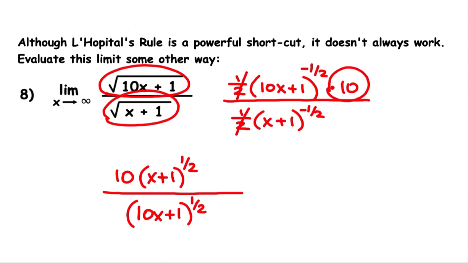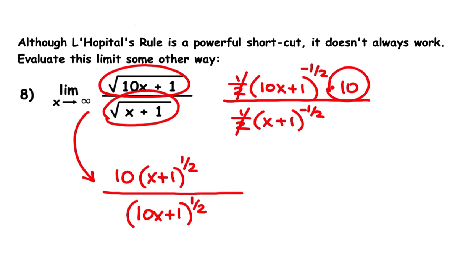Oh man, look what I did. I'm back to the original. All I've done is flip the thing upside down and now there's an extra 10. If I keep trying L'Hopital's rule, this is just going to flip over upside down forever. I'm never going to get anywhere, and so I have to find the limit some other way.